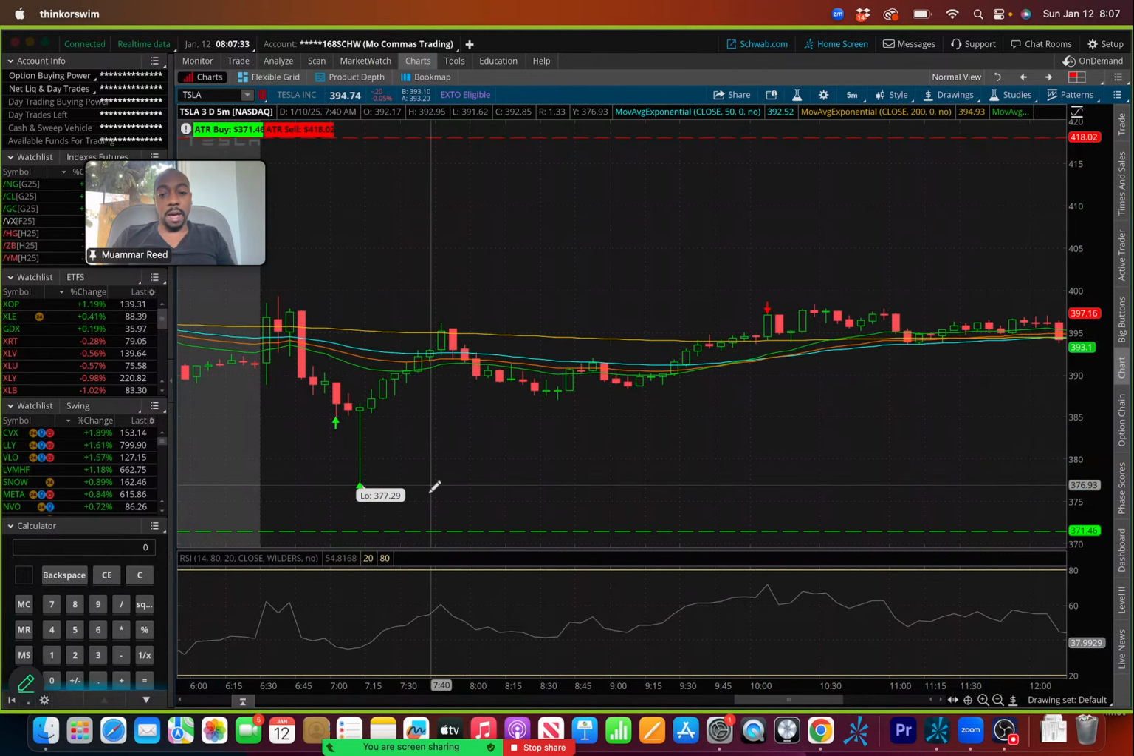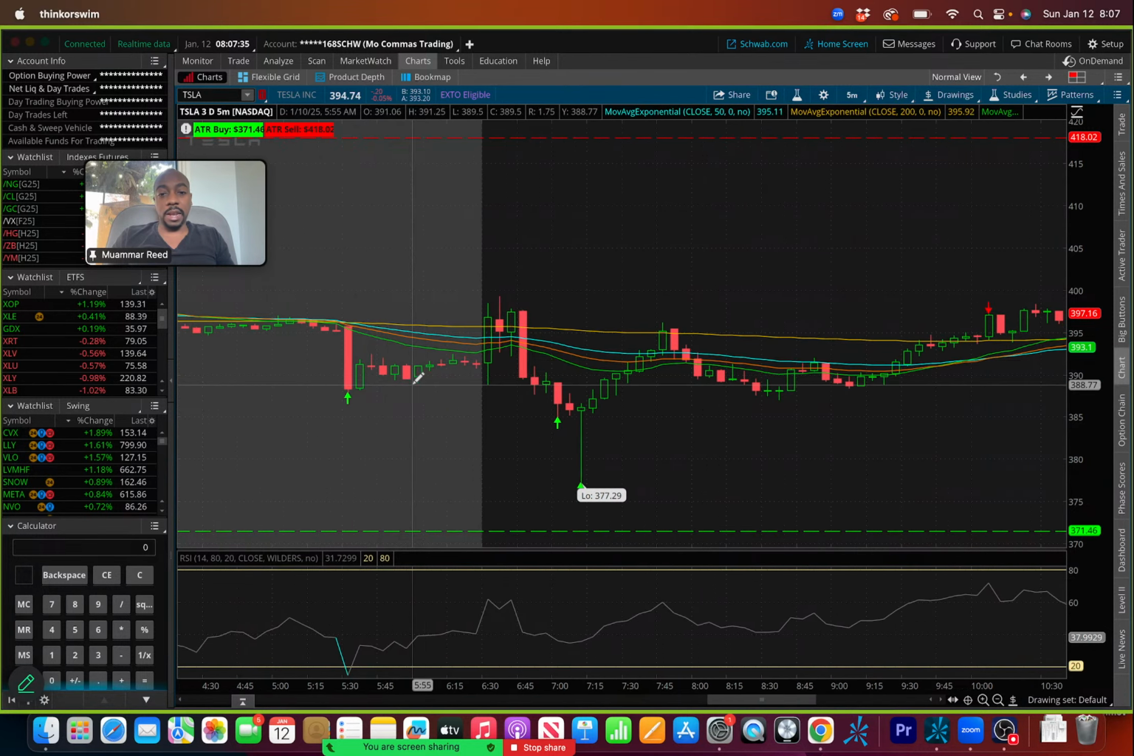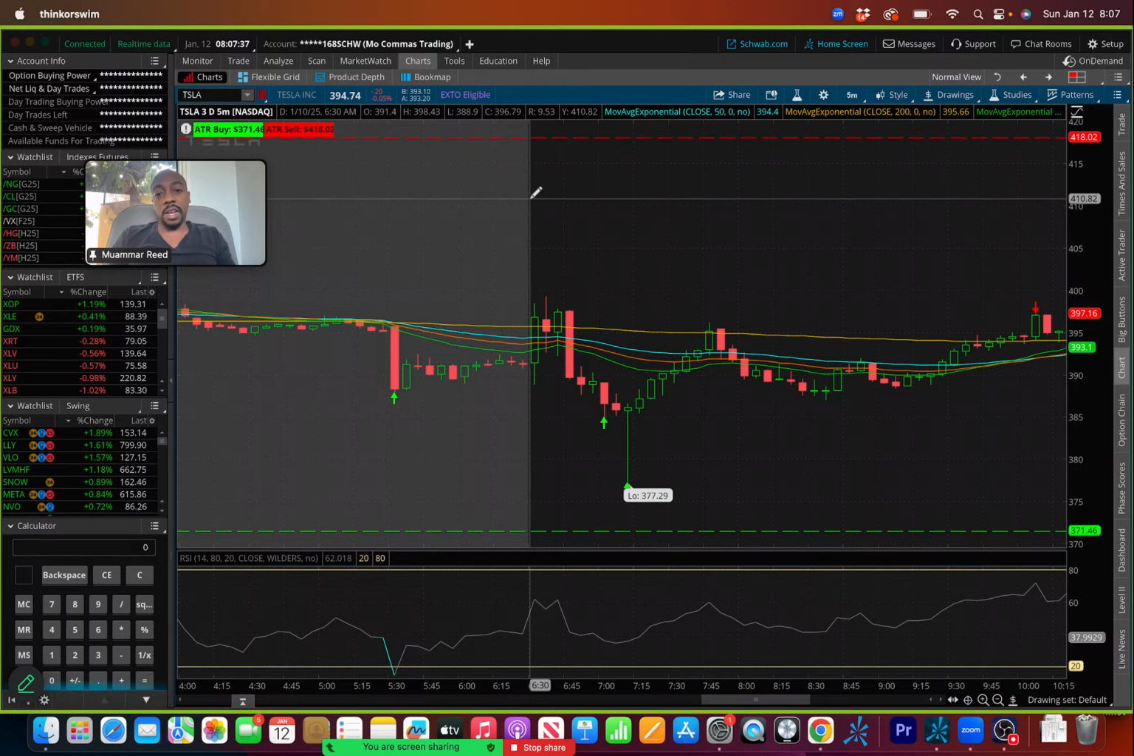So what I mean by open range breakout: we get here, you see where this shaded region ends? That is when the market is opening, right here at the 6:30 candle, right? If you hover on it, it'll tell you it's a 6:30 candle. So, basic candle structure for those of us who are beginners, you have a green candle.